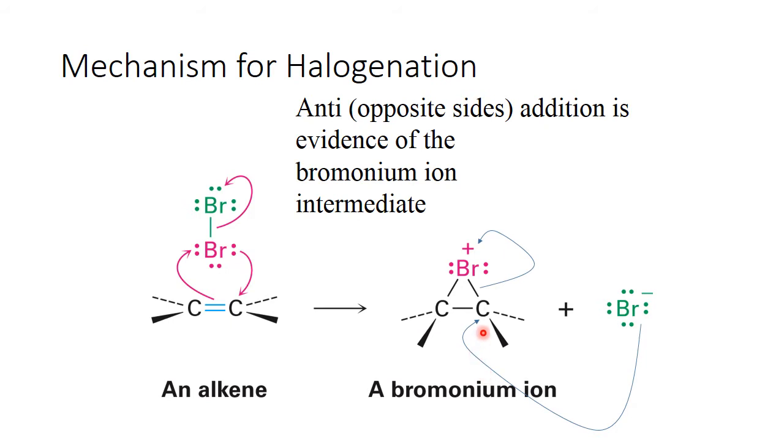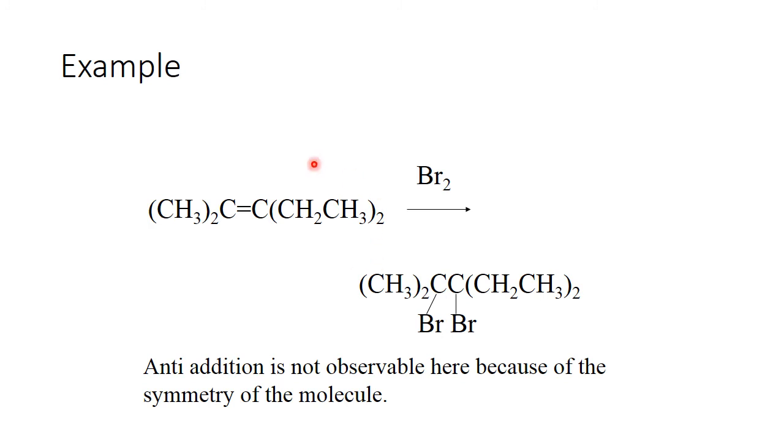What happens is the bromide comes in from underneath and forms a bond with one of the carbons, and then the electrons that are in the bond to the bromonium ion right here, they break and jump onto the positive bromine to become neutral. And so what you see is one bromine adds on one side of the double bond, and the other bromine adds on the other side of the double bond.